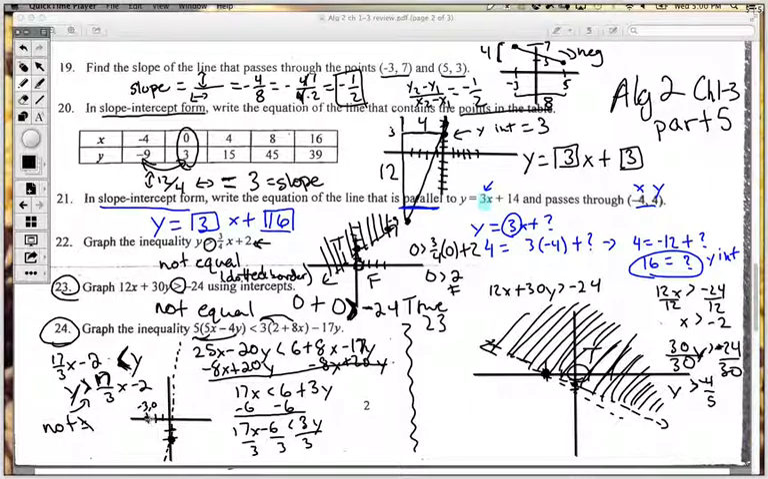That point right there. If I were to plug that in, that would give me 0 is greater than 17 over 3 times negative 3 minus 2. And 17 over 3 times negative 3 is really negative 17. Negative 17 minus 2 is negative 19. And 0 is definitely greater than negative 19. So this part is true. I'm going to shade that side, and this video is done.